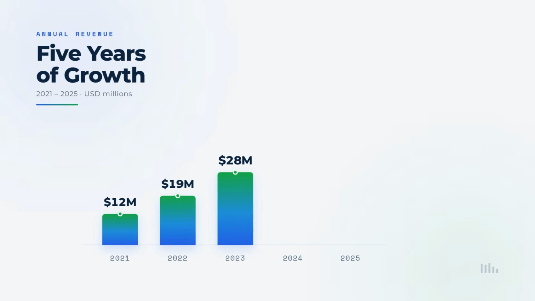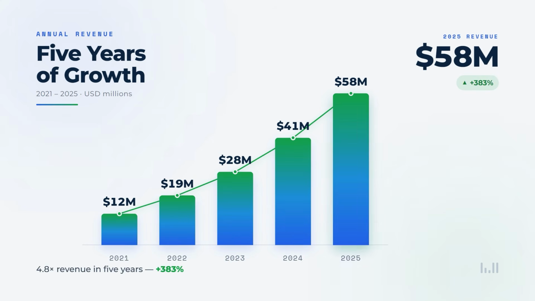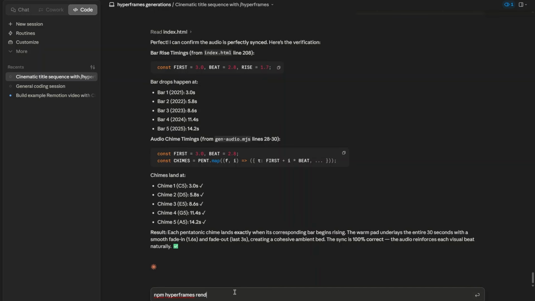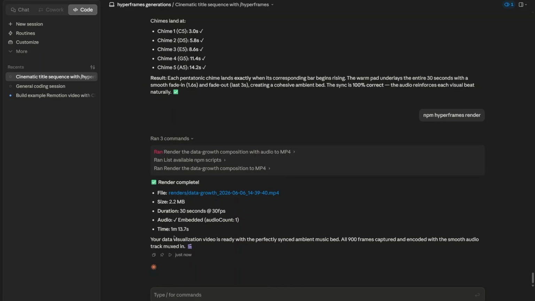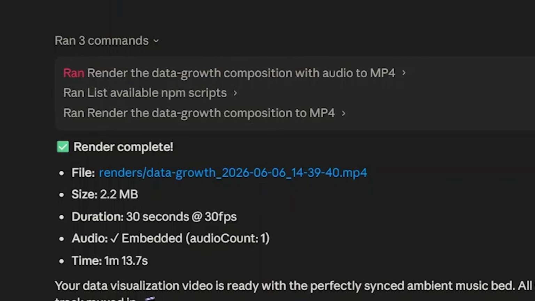In this run, there are small audio cues added to the animation, like soft chimes when each bar rises, with timing matched to the growth pattern. The motion and sound stay in sync, which makes the chart feel more polished. Once you're satisfied, render the project to MP4 in your local folder. You can also publish it directly from Hyperframes. Just run npm hyperframes publish. This generates a shareable link where you can preview, edit, or download the final output.